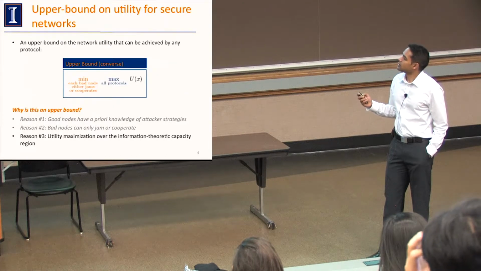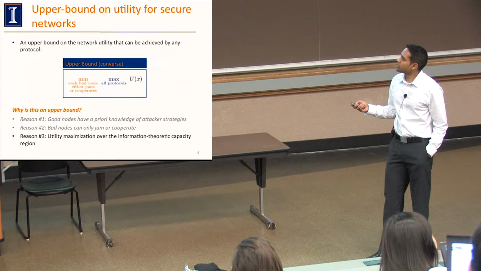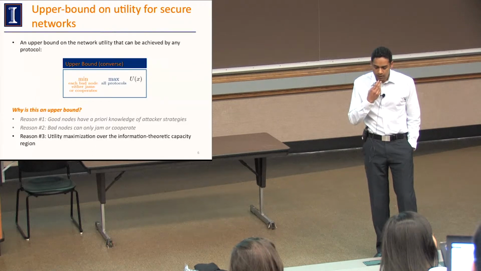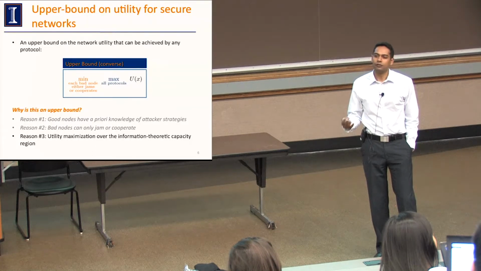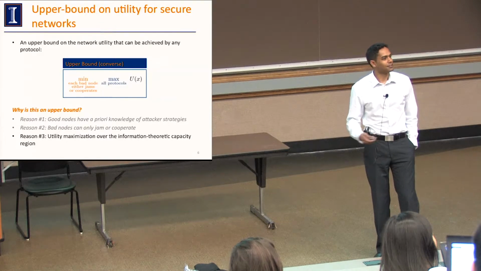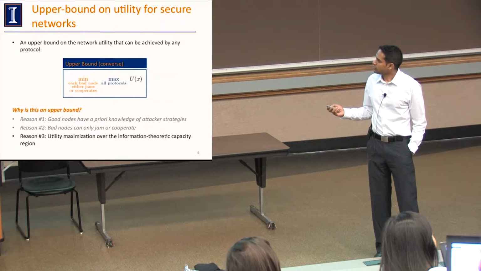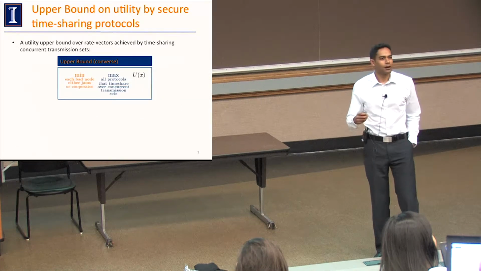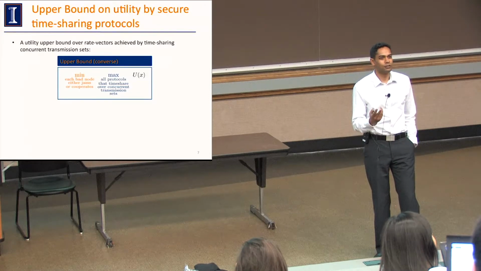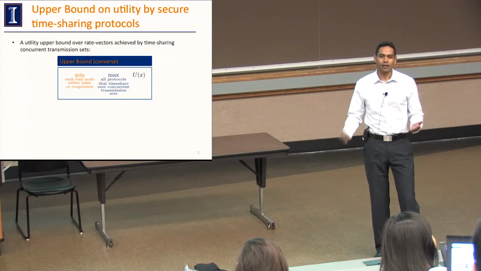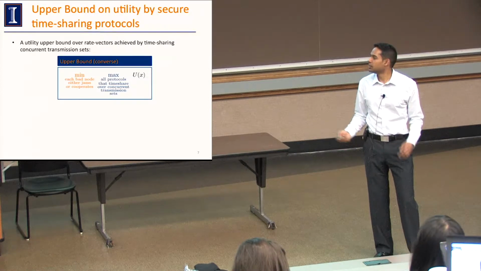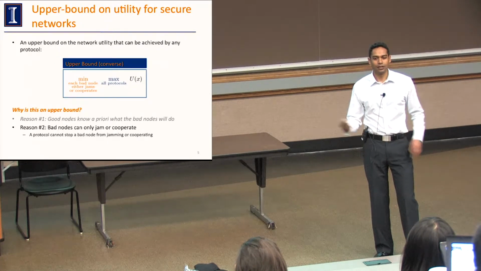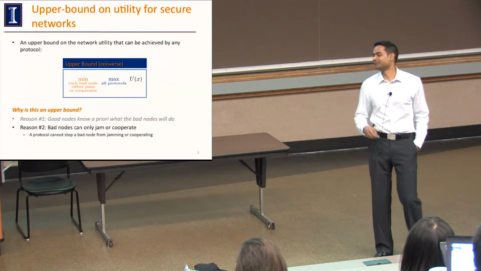The second reason is that the bad nodes only have two options. They can either jam or they can cooperate with the protocol. But we know that a group of colluding bad nodes is capable of much more complex and sophisticated attacks. But here we're saying that they only have two options. And moreover, it's impossible to stop a bad node from doing one of those two options. You can't have a protocol that stops a bad node from jamming. You can always choose to jam. And similarly, you can't have a protocol that stops a bad node from cooperating, because a bad node that cooperates with the protocol is indistinguishable from a good node.